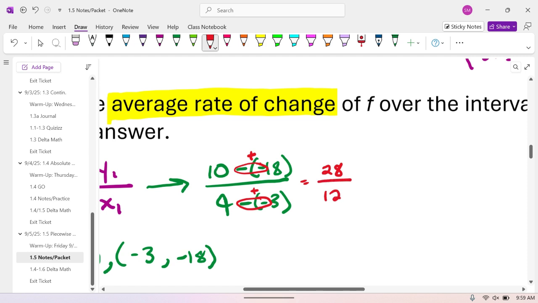Now, that means our average rate of change is 28 over 12, but we need to simplify it. What can I divide both the top and the bottom by to simplify? 4 is one of them. So I'm going to divide the top and the bottom by 4. You could have also picked 2. And this will be 7 over 3. And that definitely can't simplify anymore. So that's our average rate of change, 7/3.